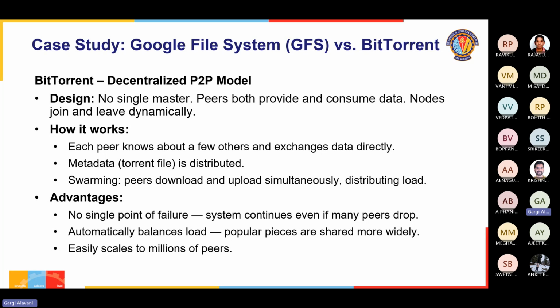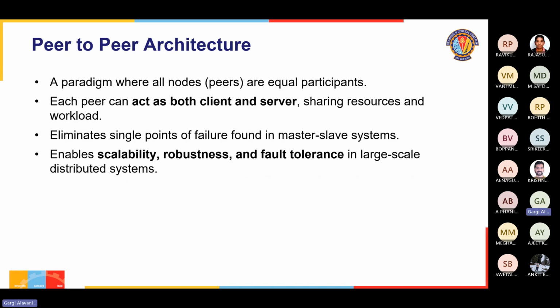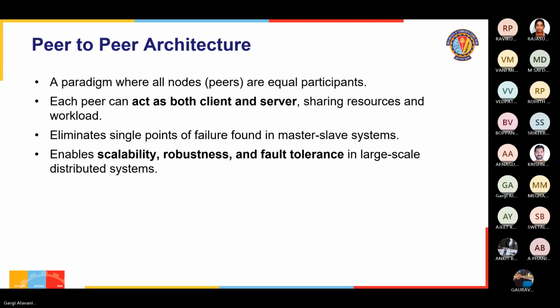So now let us learn what this peer-to-peer architecture is. The peer-to-peer architecture is where there is no central master node which controls everything. Instead, all nodes, which we call peers, are equal participants. Every peer can act both as a client and a server. So, can you think of examples where your laptop might be both a client and a server?